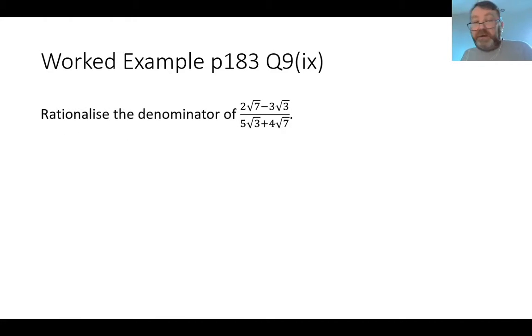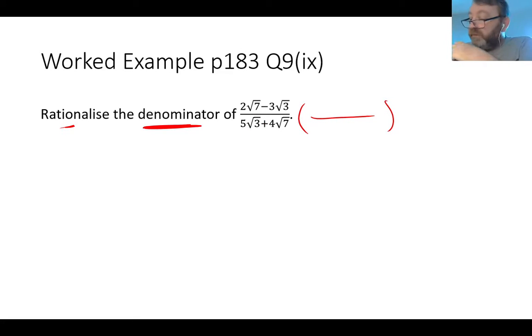Rationalize the denominator of. Okay, now this is the last one I'm going to do before I set you some questions to do yourselves. 2 root 7 minus 3 root 3 over 5 root 3 plus 4 root 7. Okay, rationalize what? The denominator. So straight away, I want to multiply this fraction by the conjugate of the bottom term. And the conjugate of the bottom term is 5 root 3 minus 4 root 7.